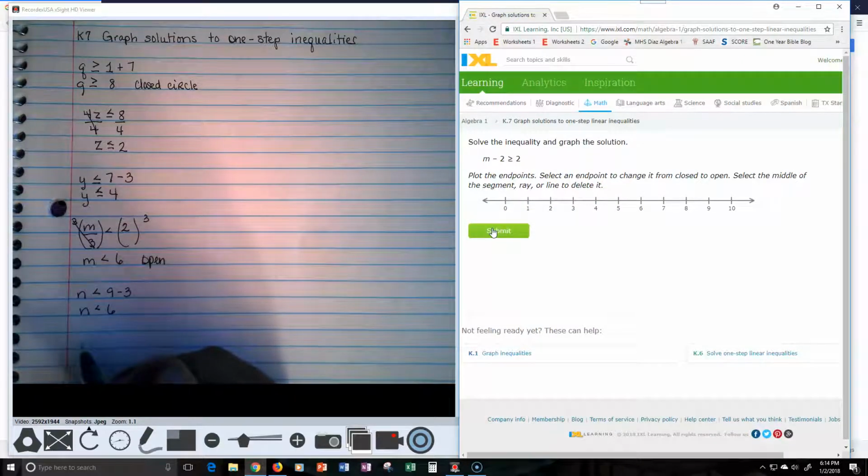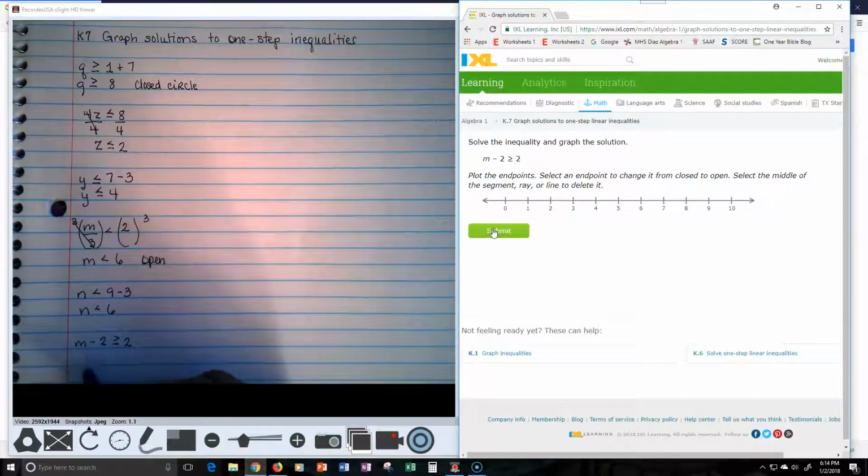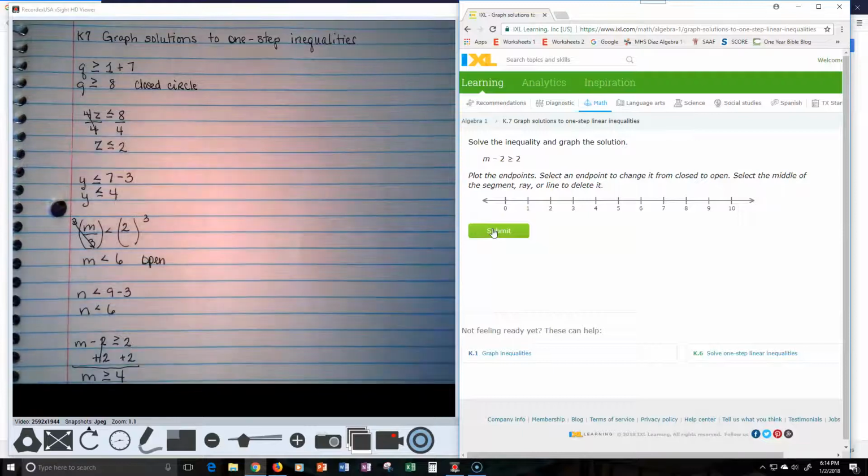Our next one is m minus 2 is greater than or equal to 2. Now we know this one is a closed circle. So we want to isolate m. We're going to do that by adding 2 to both sides of the inequality. So we have m is greater than or equal to 4. Well, let's plot 4. We know it's a closed circle, and we're saying all values of m either equal 4 or are larger than 4. So let's just point our arrow in the same direction as the inequality symbol.